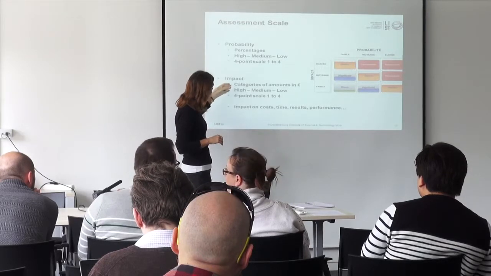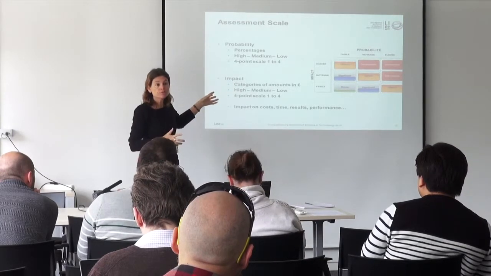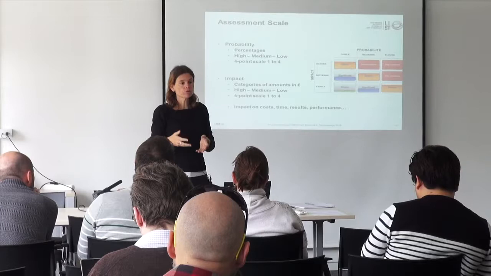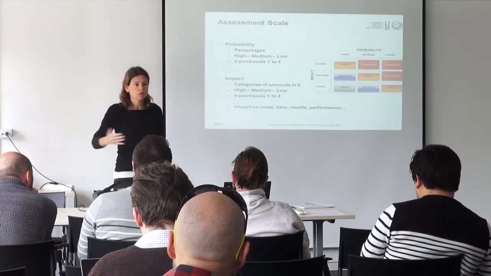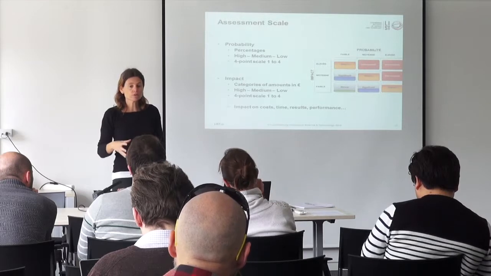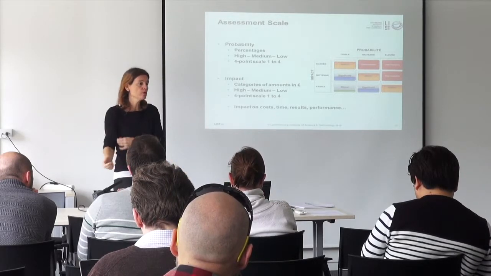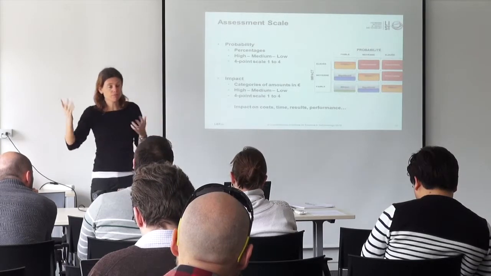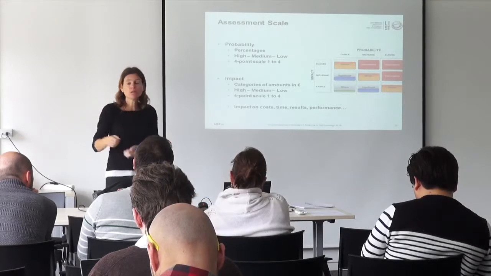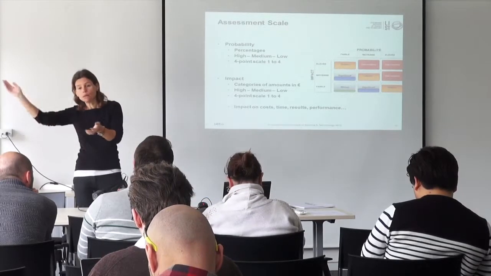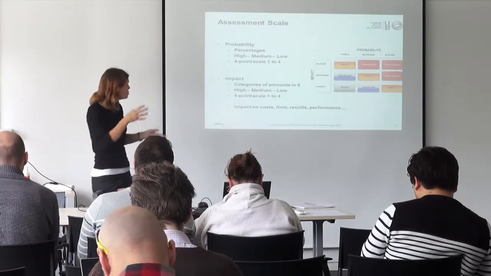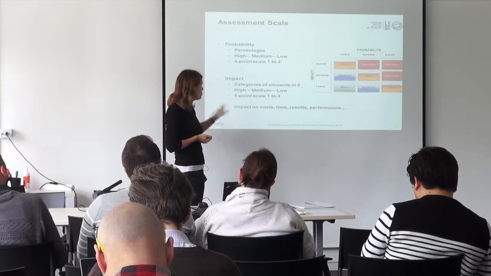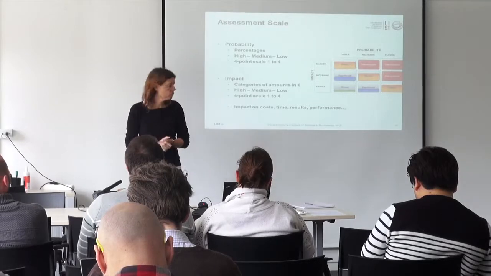For impact, you can have some categories of amounts in euros if you are able to do that. If we don't have that resource on the project, we assume that, and if we have a trainee doing the job, we assume that it will cost that amount. So we consider that if that risk is between €0 and 5,000, then it's the first category. If it's between 5,001 and 10,000, then it's the second category. So try to identify categories of amounts. Again, high, medium, low can work also, a 4-point scale or whatever scale you want to use.